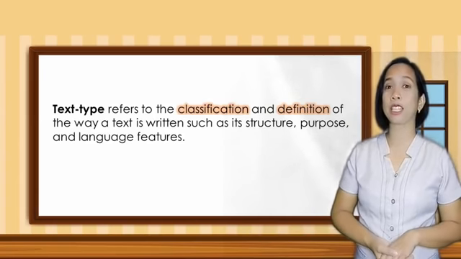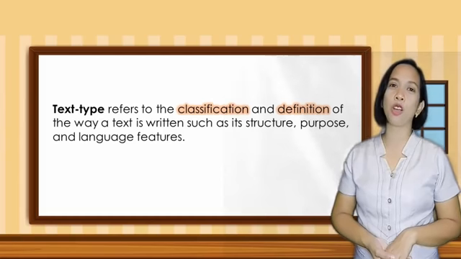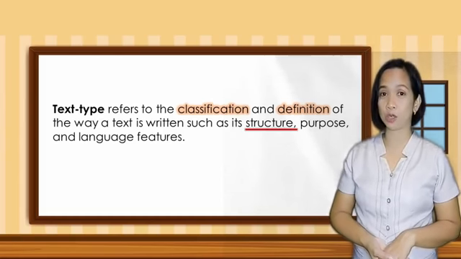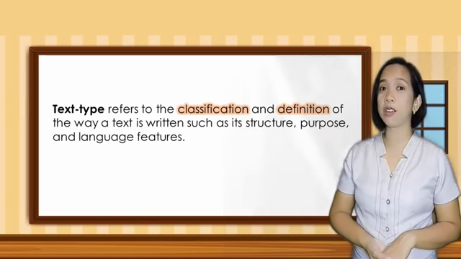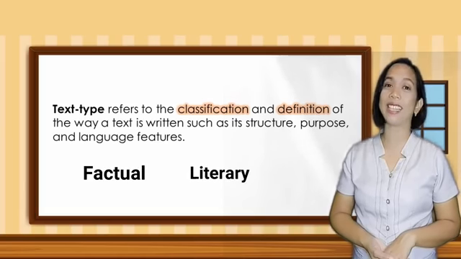A text is a piece of writing that you read or create. Knowledge on different text types promotes reading comprehension skills and assists in distinguishing texts. Understanding the different text types helps children like you to organize your ideas when receiving or retelling a particular reading. Text type refers to the classification and definition of the way a text is written, such as structure, purpose, and language features. Text types are categorized as factual and literary.